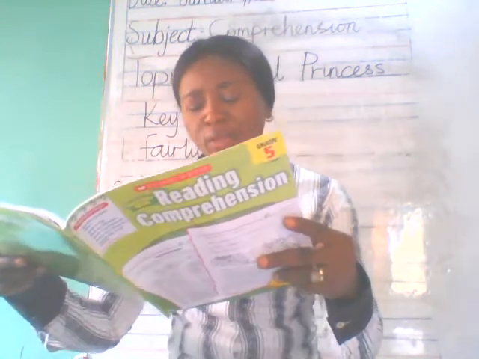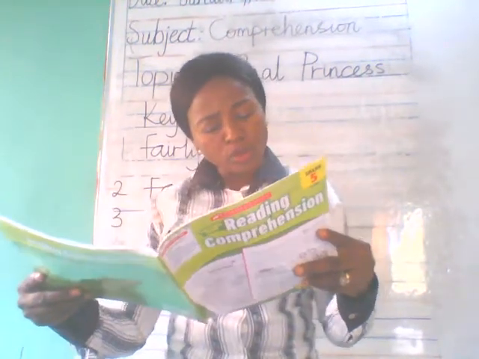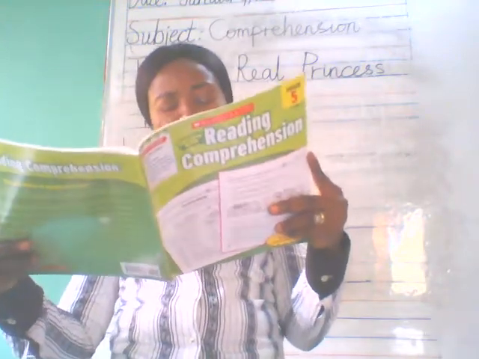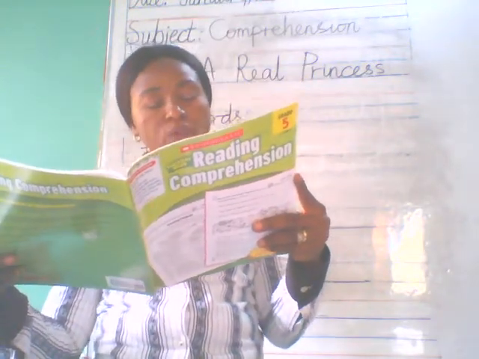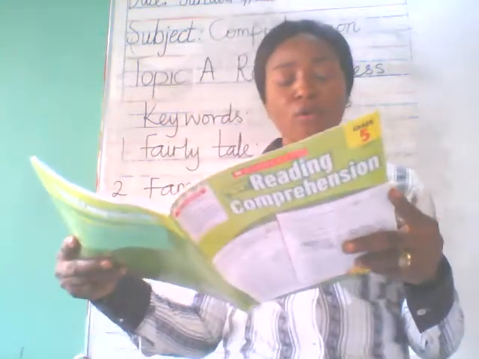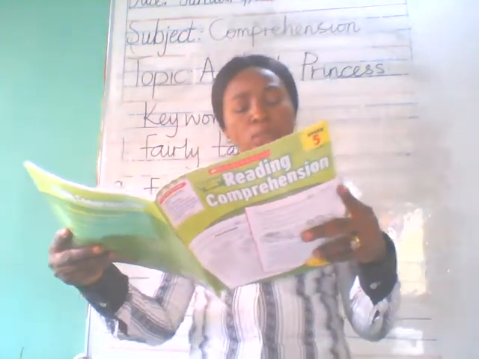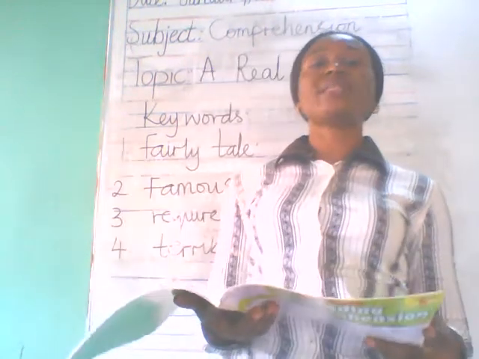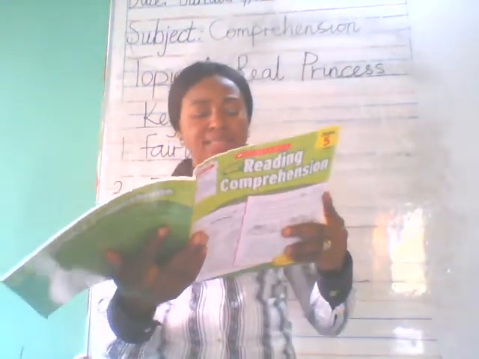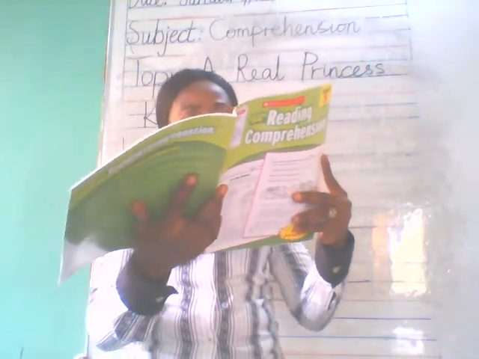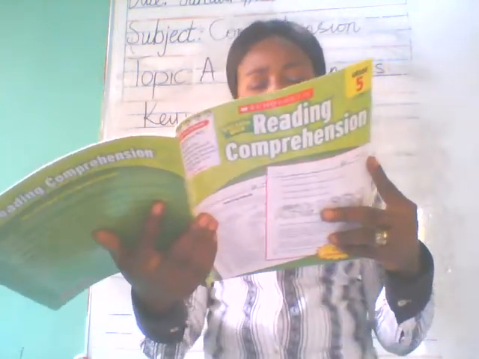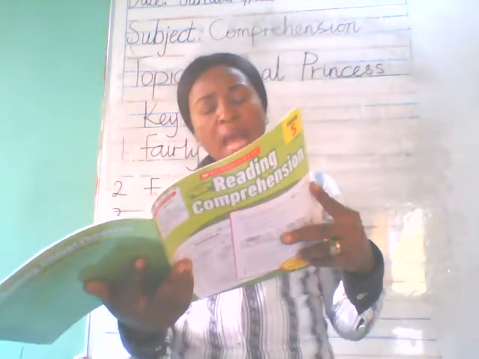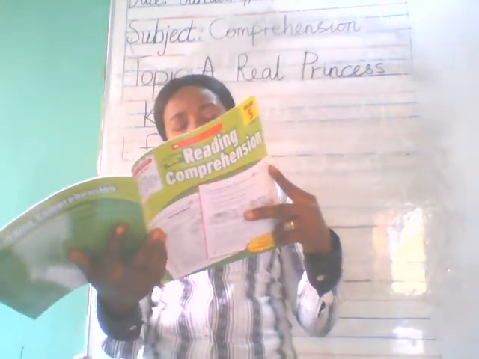Now, to see if the girl spoke the truth about being a princess and to see if indeed she was a real princess. Remember, they were looking for a real princess. The queen decided to test her. The queen decided to do what? To test her. She hid a pea under 20 mattresses and 20 feather beds.